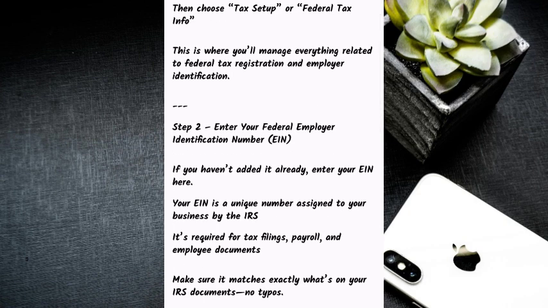Step 2, enter your federal employer identification number. Now if you haven't added it already, enter your EIN right here. Now your EIN is a unique number assigned to your business by the IRS. It's required for tax filings, payrolls, and employee documents. So make sure it matches exactly what's on your IRS documents with absolutely no typos.